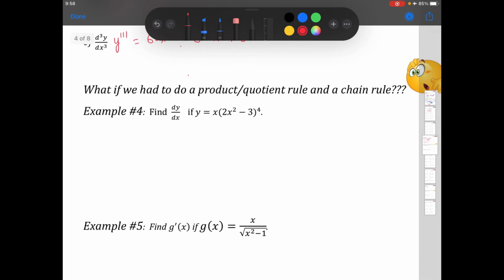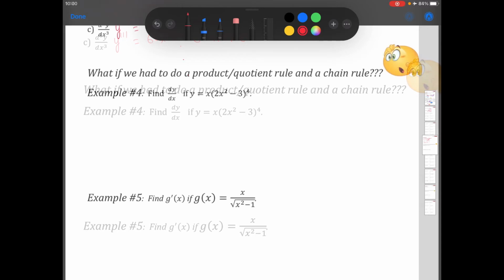So now we're going to do an extension of the chain rule. What if we had to do a product or quotient rule and a chain rule? So this is all going to be together. Yes, it's going to be very interesting. A lot of craziness, but as long as we do one thing at a time, you'll be good to go.